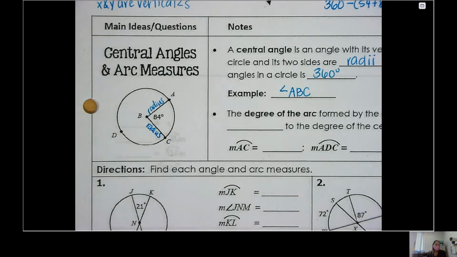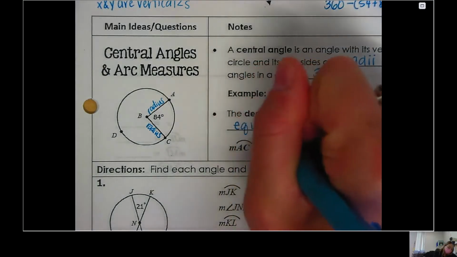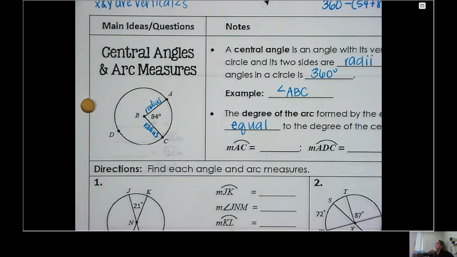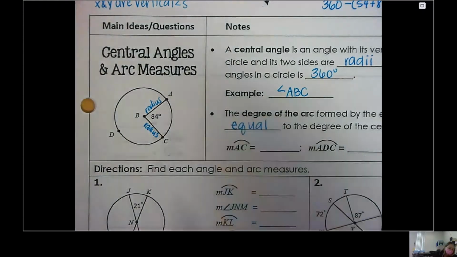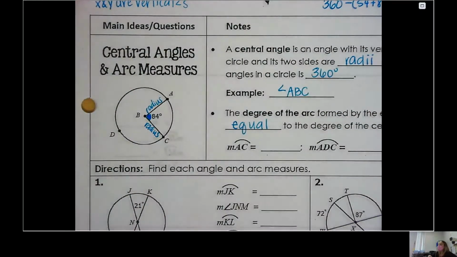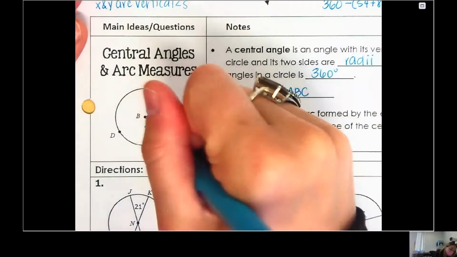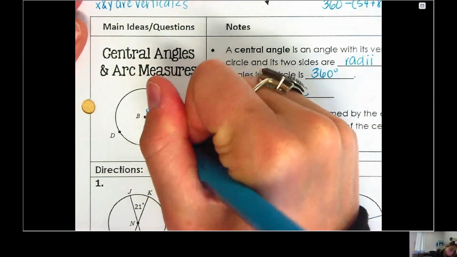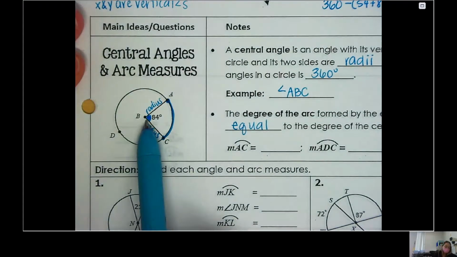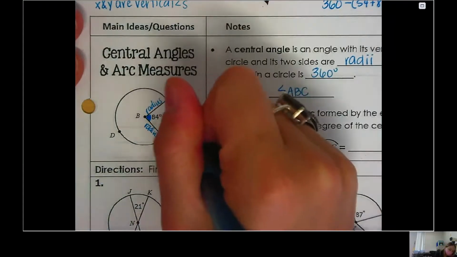The degree of the arc formed by the endpoints of the central angle is equal to the degree of the central angle. So here's what that means. If you go to the center of this circle here, this angle right here is 84 degrees. That's the central angle. The arc measure goes from this point A to this point C, right here. This arc measure is exactly the same as the central angle. So since this angle is 84, guess what this one is right here? It's also 84.